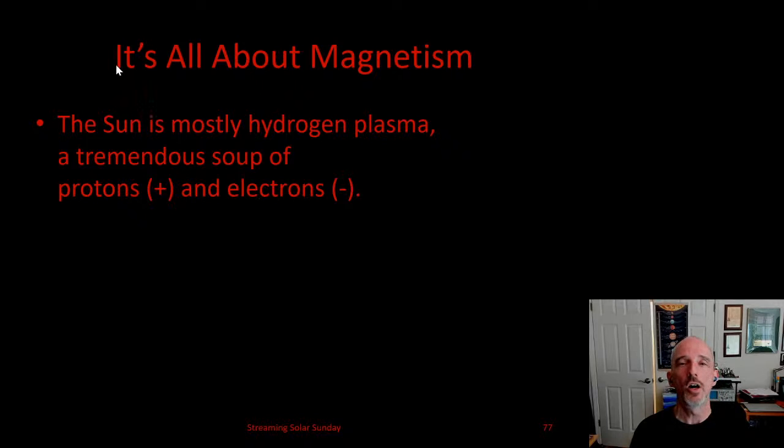What's going on here, right? So this is all about magnetism. The sun is mostly hydrogen plasma, which means it's a tremendous soup of protons, hydrogen nuclei, and electrons. This is all hot and mushed together.